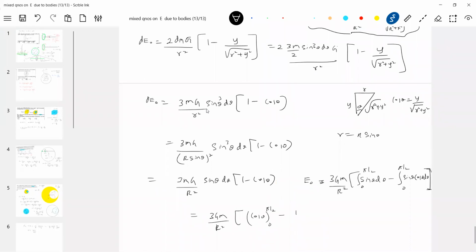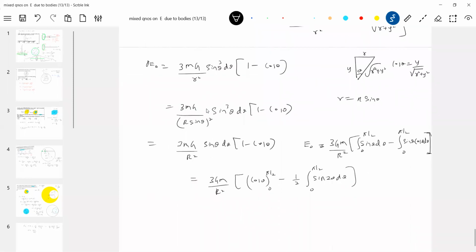So this will be 1 by 2. I'll adjust. This will become sine 2 theta d theta from 0 to pi by 2. So this will be 1 minus 1 by 2 cos 2 theta, minus of minus, this will be plus.